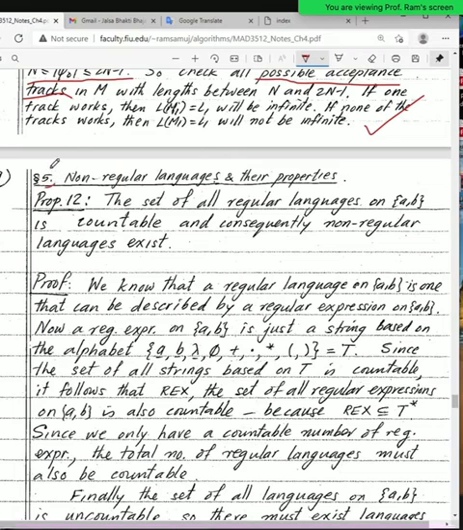Our goal here is now to talk about non-regular languages. So what does this mean? Well, the first thing you've got to remember is the first time you saw proof by contradiction, you saw this fellow, no?